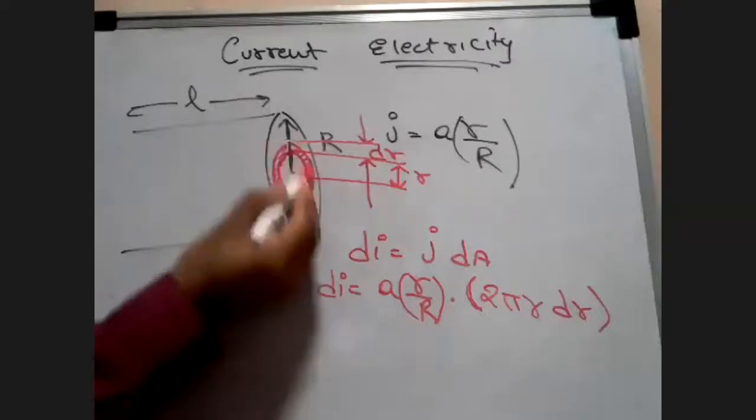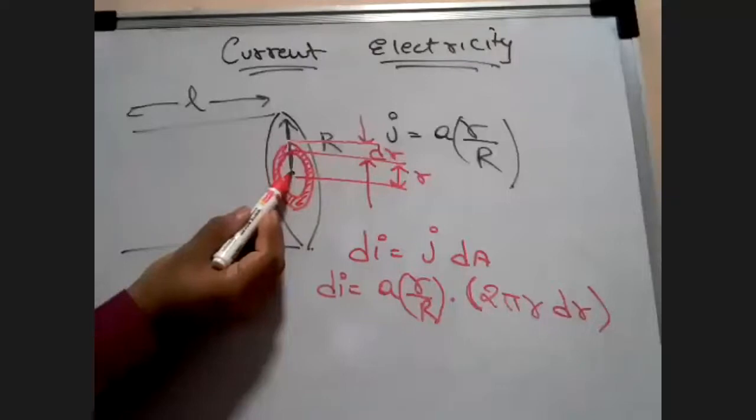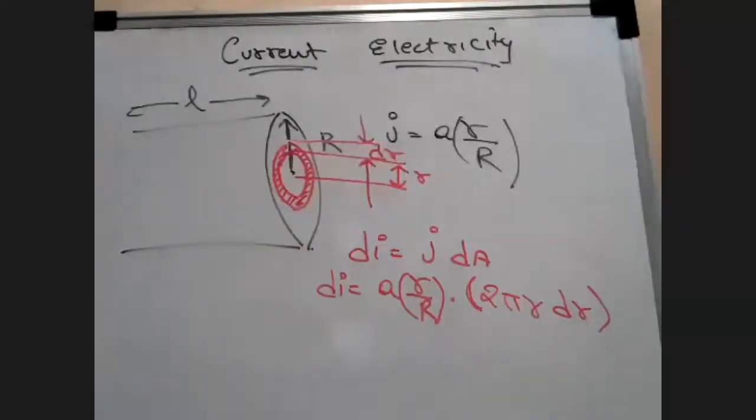Once I get the area of this entire ring, just vary the radius small r from 0 and take it all the way to capital R. That will be your limits. That way you will cover the entire area of cross section. Simple as that. So now, since I know dI, all I need to do is integrate it.